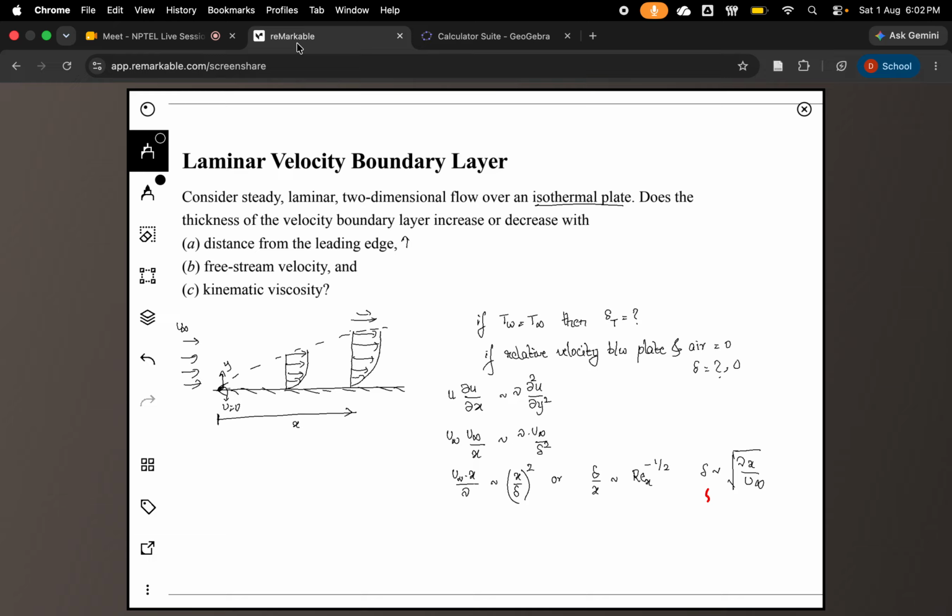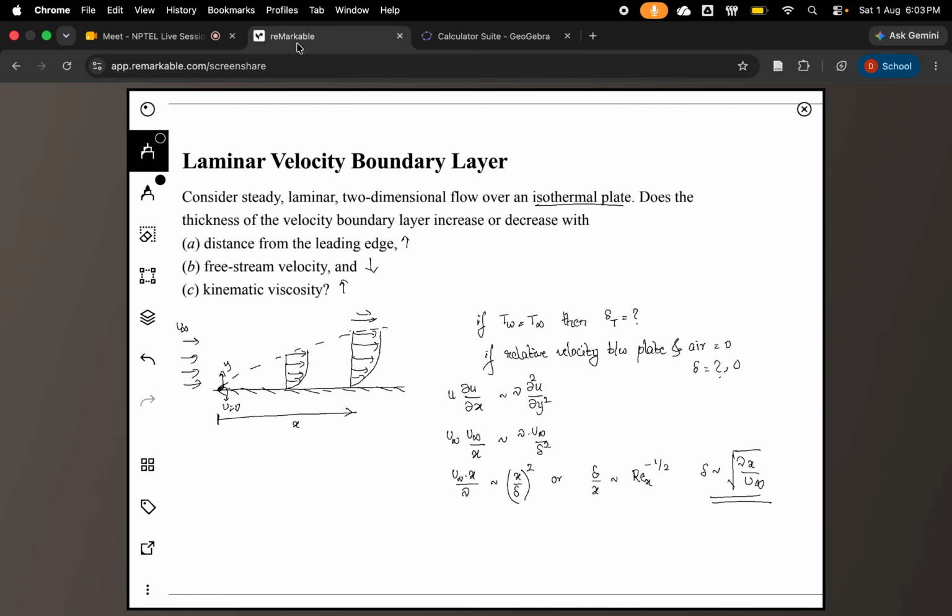So here we know that delta is proportional to the square root of nu x by u infinity. Now, once we know this scaling relation, we can answer all these questions. As the distance from the leading edge increases, which means x increases, delta will also increase. The second question is with respect to the free stream velocity. As u infinity increases, delta, because they are inversely proportional, will reduce. And kinematic viscosity is directly proportional to delta. So what this means is if I increase the free stream velocity, then the boundary layer thickness reduces. So what would that mean?